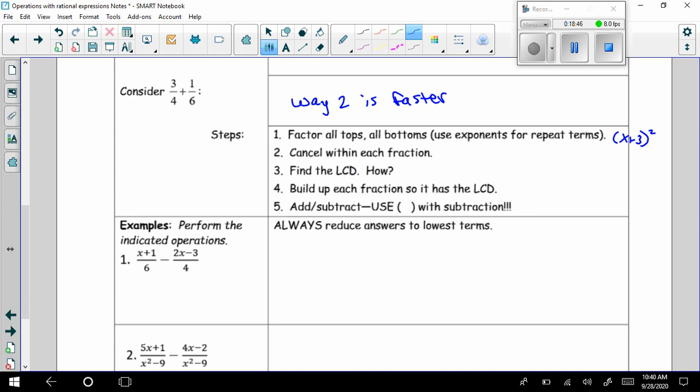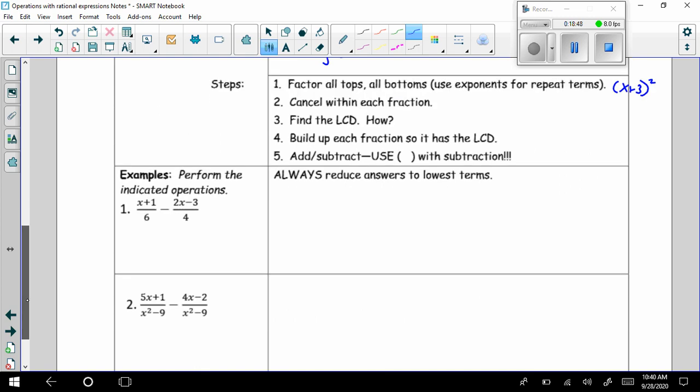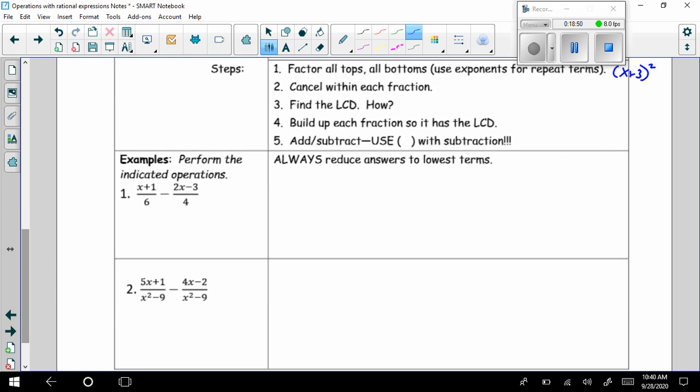Add, subtract. Make sure you use parentheses with subtraction so you don't mess up a sign. Always reduce your answers to the lowest term, but if you've done this along the way, then you won't need to do it at the end. So here's our first example.